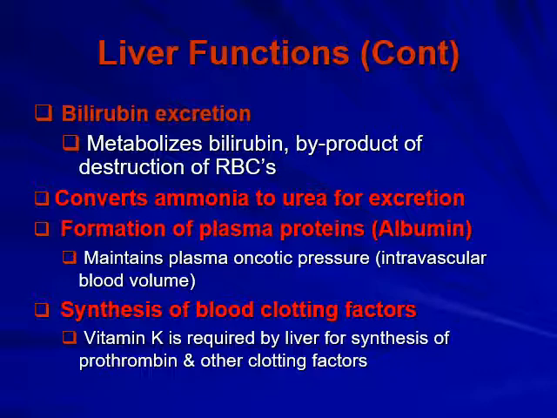The liver also is responsible for forming and synthesizing plasma proteins, in particular albumin. Albumin happens to be 60% of proteins, and so we talk a lot about albumin having that pulling power, or albumin being responsible for maintaining the osmotic pressure. So it maintains plasma oncotic pressure, and that is basically maintaining that intravascular blood volume.